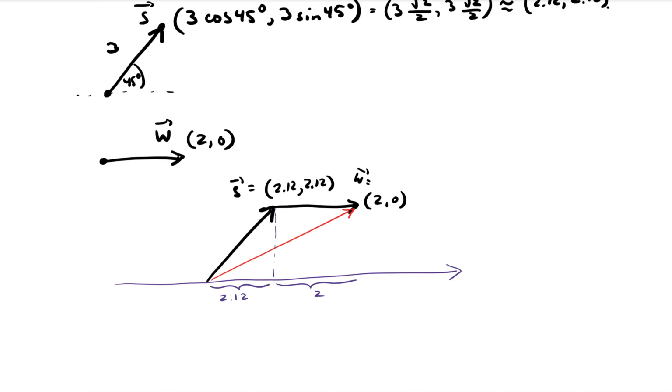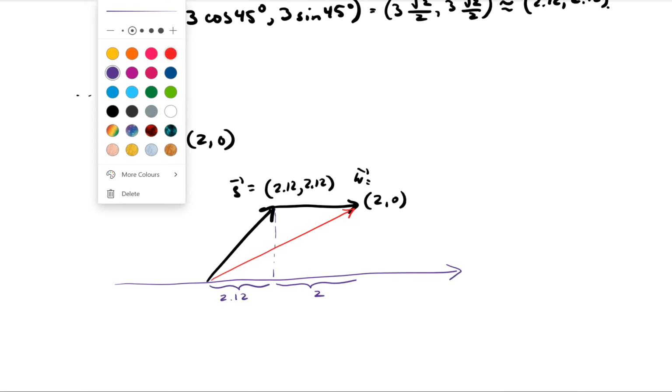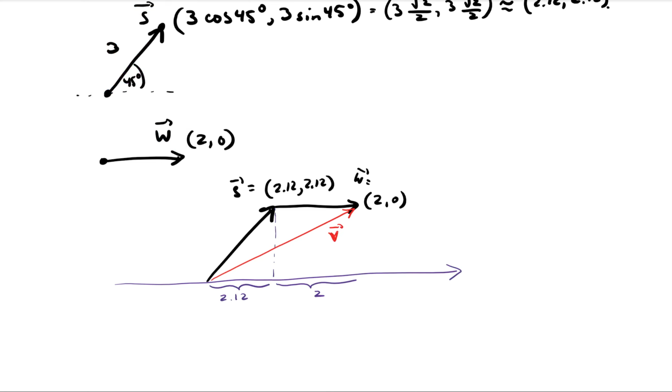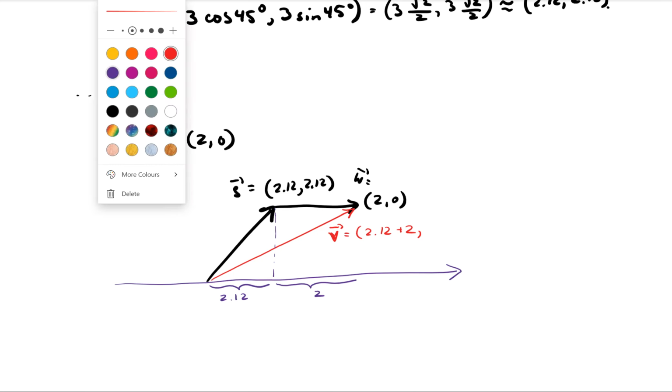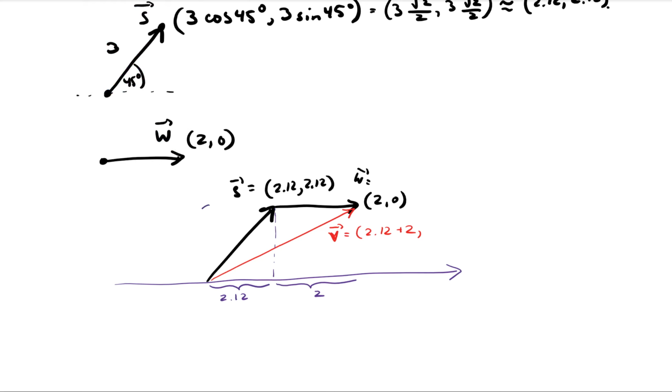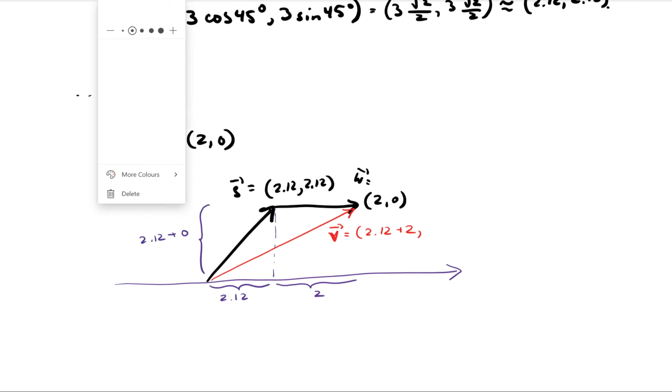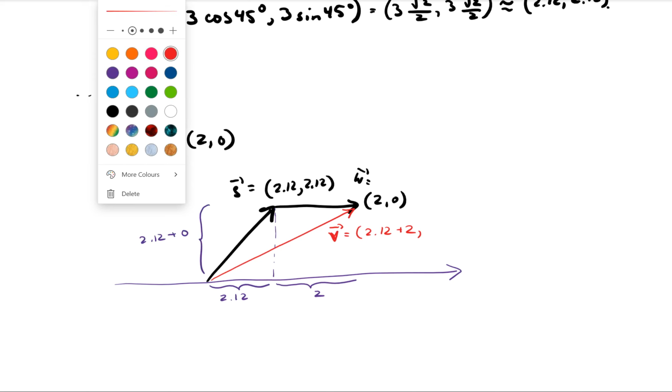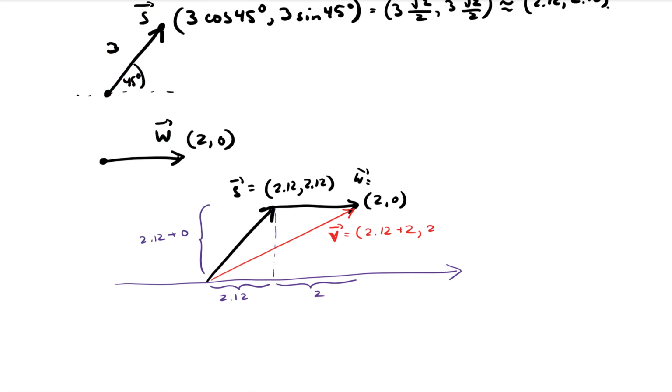So it seems that to get the coordinates of vector, let's call it V, the resulting vector, we need to add the coordinates. So vector addition ends up by adding at least the x coordinates, and it's not too hard to see that we can do just the same with the y coordinates. Because how much do we go up? Well, we go up by 2.12 because of S and by 0 because of W. So again, along the y-axis, we also add up the coordinates.